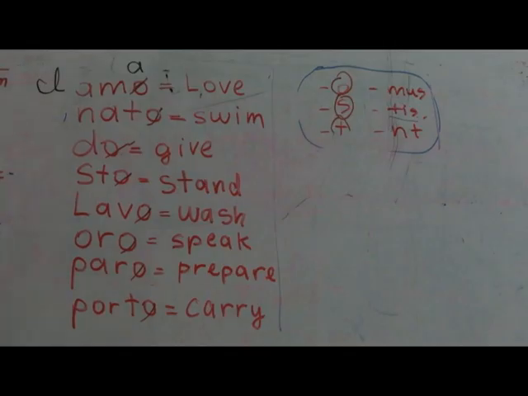Okay, I hope you enjoyed that history lesson, but now we're going to continue with our Latin lesson. We're going to divide our lesson into two separate parts. The first one is going to be our vocabulary list, and the second part is going to be our suffixes. Now, before we start, we're just going to quickly run through these vocabulary words. Amo means love, nato means swim, do means give, sto means stand, lavo means wash, oro means speak, paro means prepare, and porto means carry.